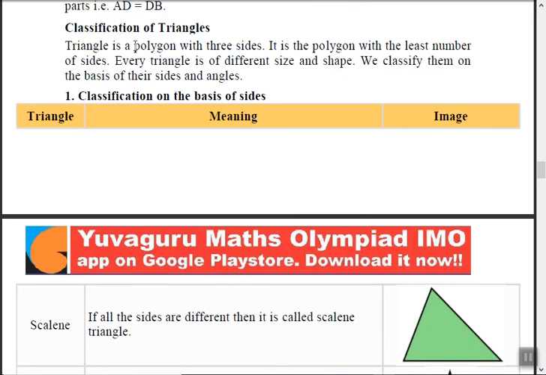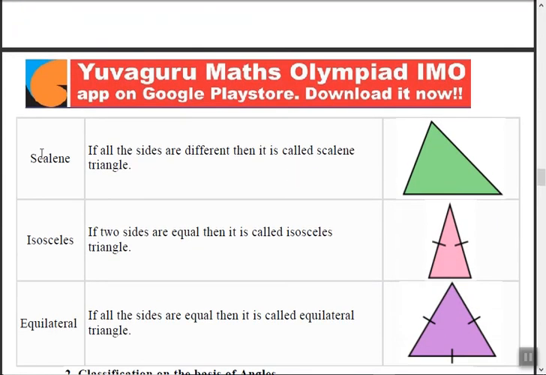Now, classification of triangles. Triangles can be classified using two dimensions, basically two aspects. One is sides, second is angles. Let's start with sides first. Scalene triangle means none of the sides are equal. This side is not equal to the other, is not equal to the other. That is called scalene.